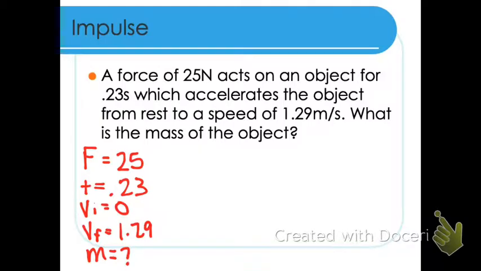Alright, so nowhere in here does it tell us about momentum. Nowhere does it even mention impulse, nothing like that. But we have all the things we need to go into that equation. Right, so force times time equals mass times delta V.